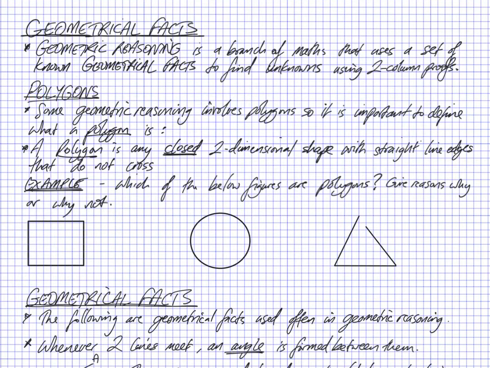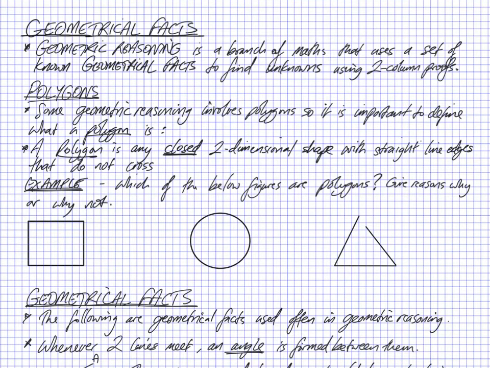So a polygon, you've probably heard that word before. Some geometric reasoning involves polygons, so it's important to define exactly what a polygon is. So a polygon is any closed two-dimensional shape with straight line edges that don't cross over each other. So we've got some examples here. Which of the following are polygons? So you can check off whether they're polygons by seeing if they meet the criteria. Closed, 2D, straight edges, don't cross.